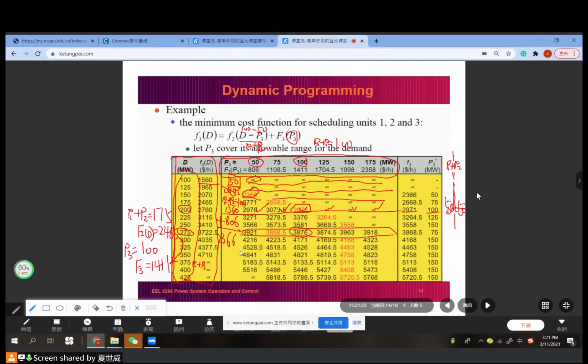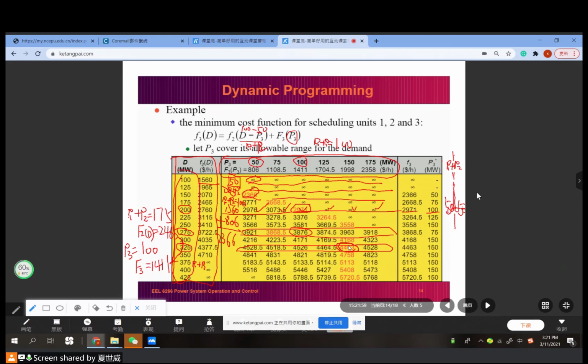Let's choose another row. What's the meaning of this row? The numbers in this row mean that you have to support a total load of 325, and you have different options. 1, 2, 3, 4, 5, 6. You have 6 options. For option 1, you have this fuel cost. Option 2, option 3, option 4, option 5, option 6. And what's the best option? Of course, you want to minimize the fuel cost, so this is the best option.